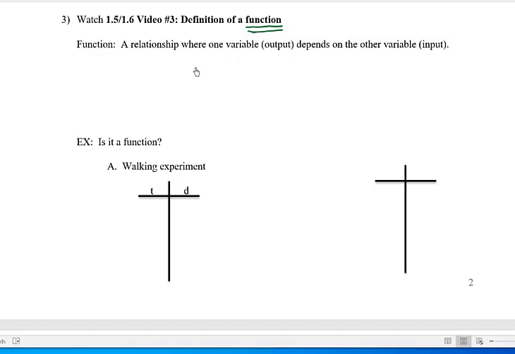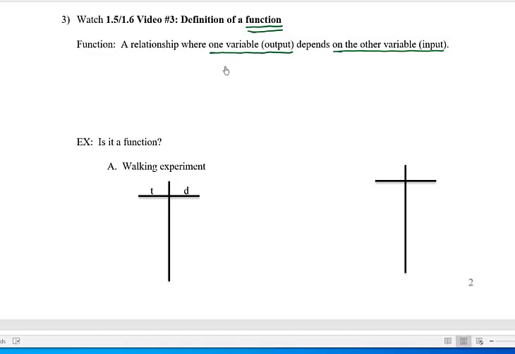Function is a two-variable word, so we're talking about a situation where we've got two variables. How do you know if that situation meets the definition of a function? Well, a function is a relationship between those two variables, and here's the key, where one of the variables, often called the output variable, depends somehow on the other variable, often called the input variable.